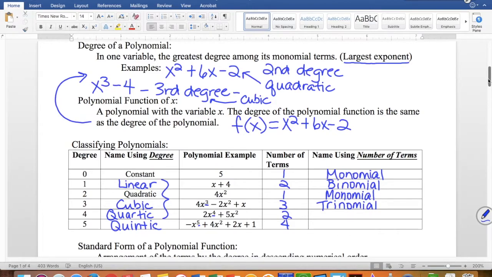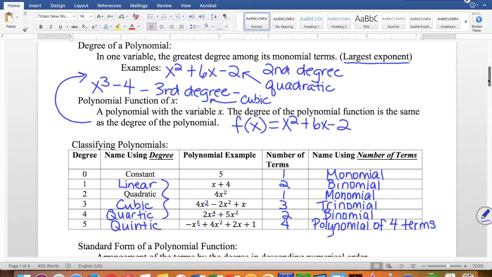I want you to go ahead and pause the video, see if you can figure out the last 2. And then we'll see if you guys are correct. All right, 2 terms, definitely binomial. And what about the last one? We haven't really talked about that. Well, there's no specific name for one with 4 terms. It's just called a polynomial. So anything beyond a trinomial is called a polynomial of however many terms. So this one would be called a polynomial of 4 terms. I didn't know if you guys might try to guess that one or not.